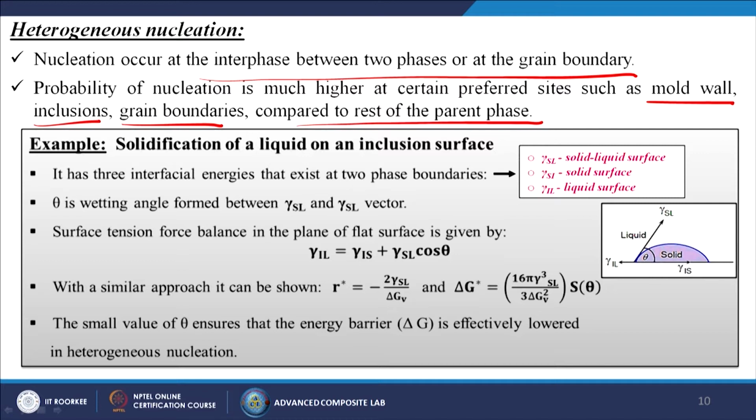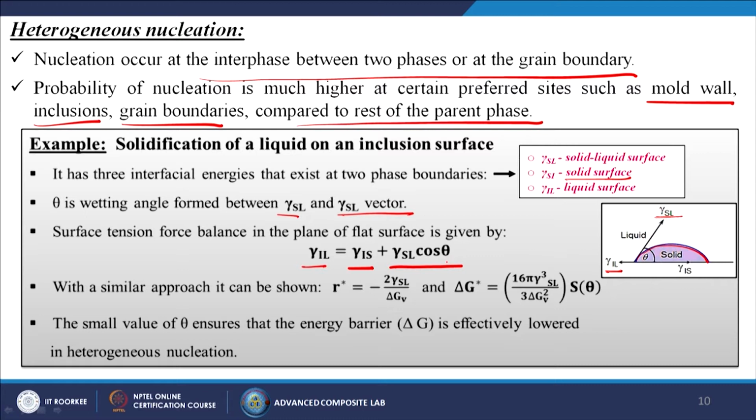So, suppose we are having that liquid and solid, and then this surface is known as gamma IS, which is nothing but the inclusion-solid surface, and gamma IL, which is the inclusion-liquid surface, and gamma SL, which is called the solid-liquid surface, is this one. So, now there are three interfacial energies that exist at the two phase boundaries. Theta is the wetting angle formed between the gamma SL and gamma IS vectors. So, generally we do it by contact angle measurement. The surface tension force balance in the plane of the flat surface is given by gamma IL is equal to gamma IS plus gamma SL cos theta.